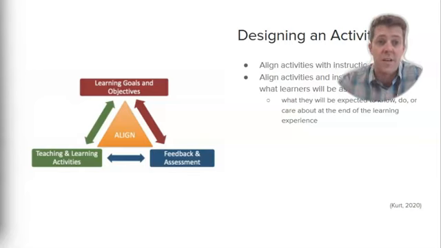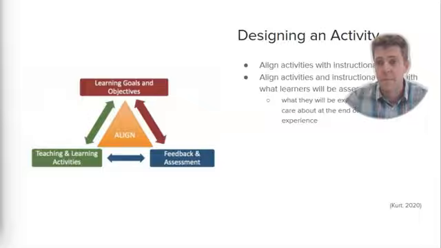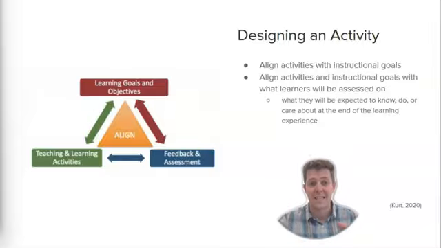As you move toward designing your own active learning activity, the principle of alignment will be a useful design guide. When three areas are well aligned, it's proven to support learners and support effective learning. Those three areas are, first, instructional goals, referred to in this visual as learning goals or learning objectives. Second, teaching and learning activities. And third, feedback and assessment.